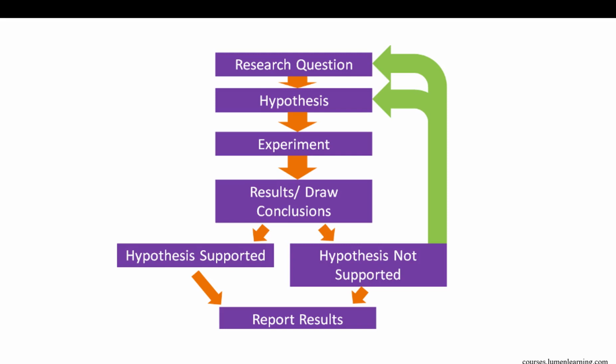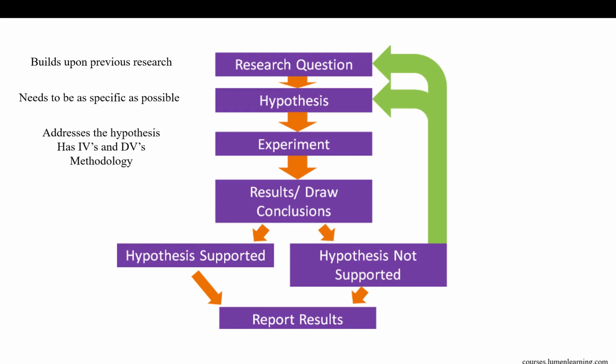Here's an example of how the scientific method works. As I stated before, it starts with a research question, and this builds upon previous research and theories. Then it goes on to a hypothesis, and this needs to be as specific as possible in order to answer the specific question that we want to answer. Next, we move on to the experiment, and this addresses the hypothesis and builds out the methodology. It has independent variables and dependent variables, which I'll go over more in Chapter 2.